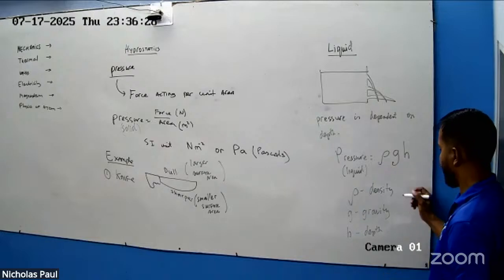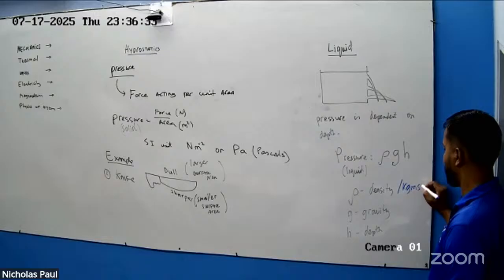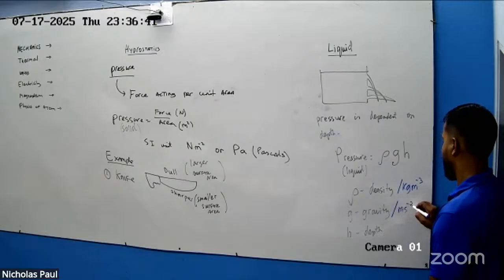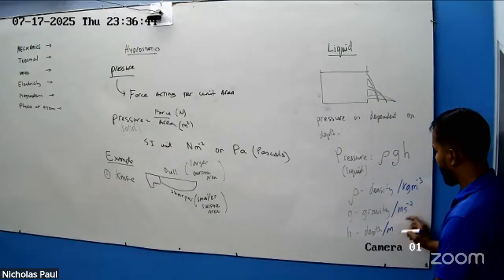I'm giving you the SI units here one time. Kilograms per volume. These little things on the end are called the SI unit.